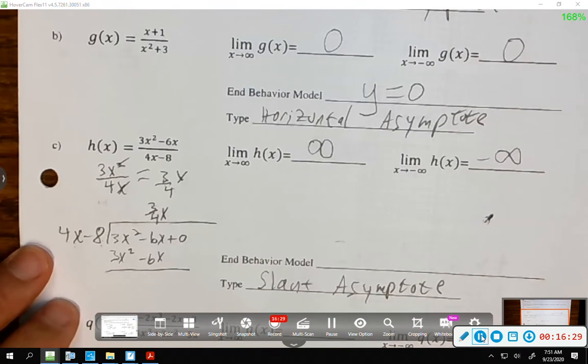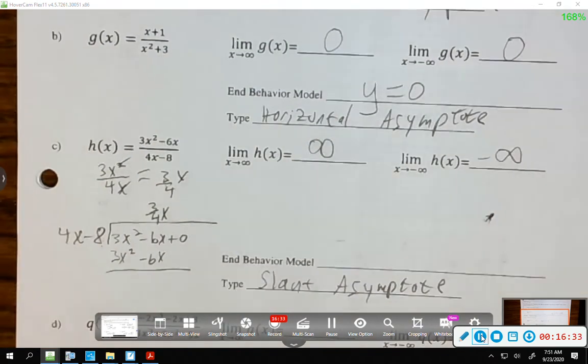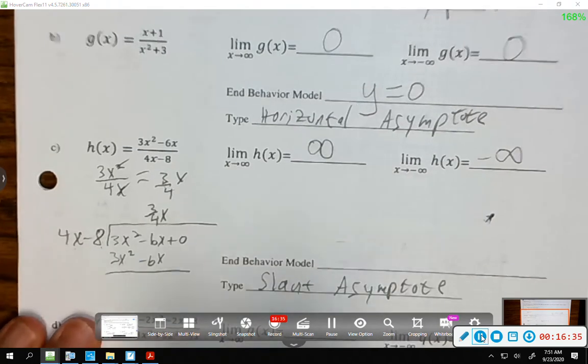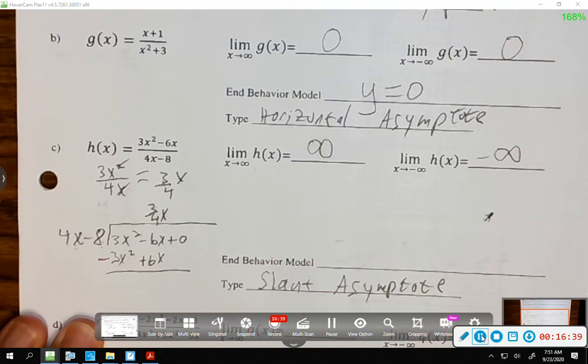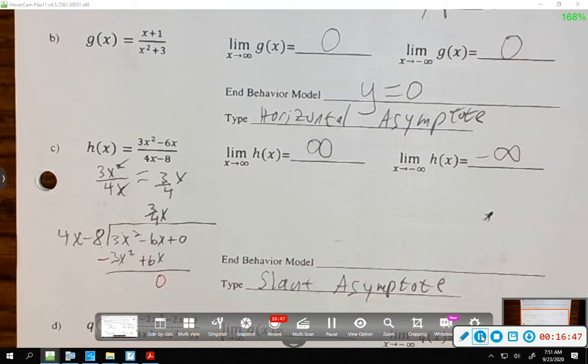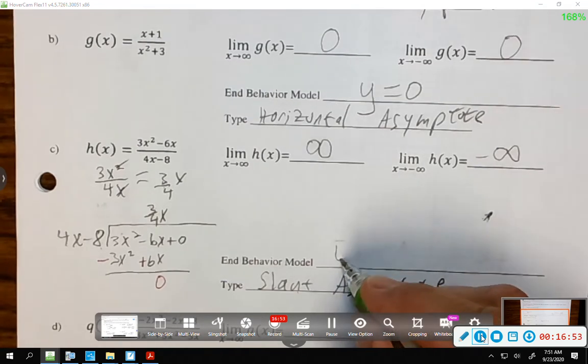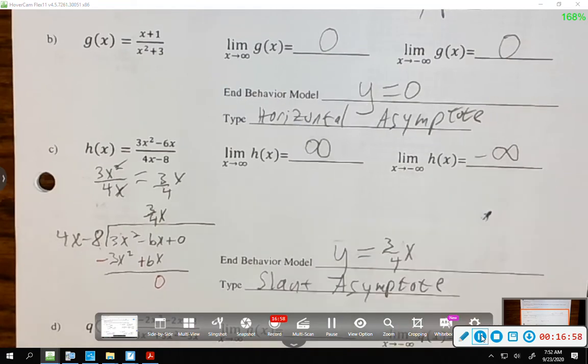I never say subtract when I do these problems. I always say change the signs and add. That's how I'll verbalize it. Because students inevitably will subtract here and then add here. So change the signs and add, and I get a remainder of 0. Okay? I get a remainder of 0. So the end behavior model here is just going to be y equals 3/4 x. Okay?